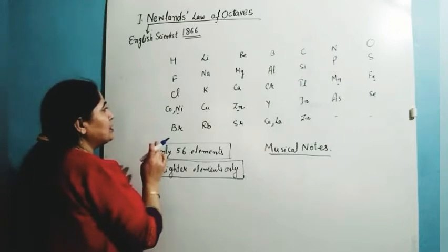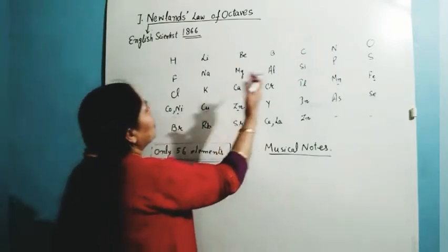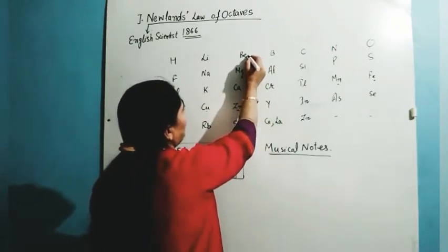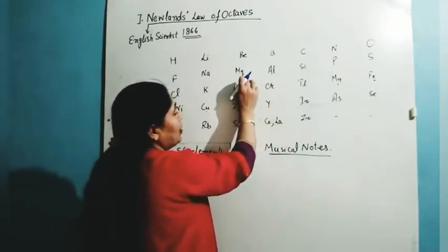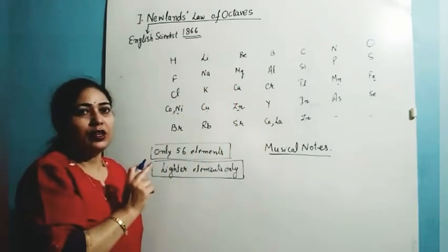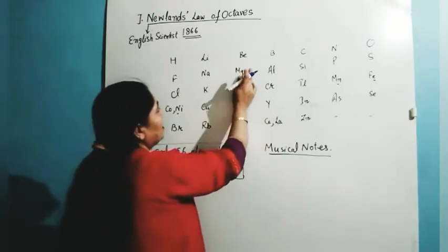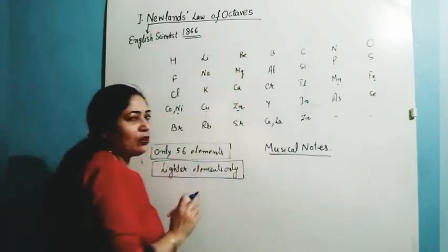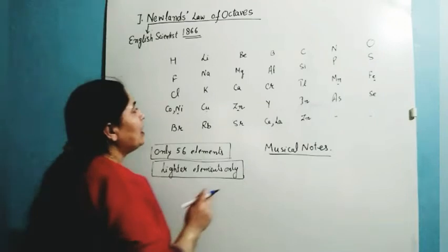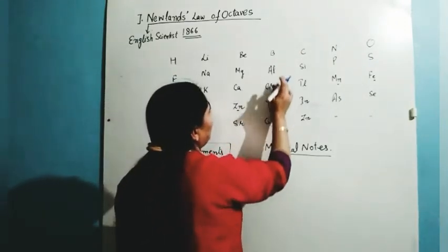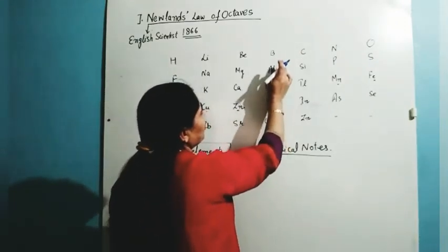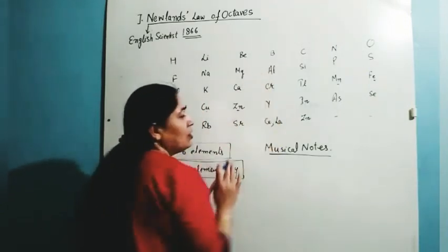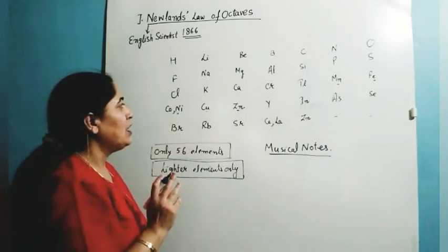Similarly, if you take, for example, this third column, we see here beryllium. From beryllium, magnesium is at the 8th position. So, according to his system, we can say that magnesium has similarities in properties with respect to beryllium. Similarly, if you take this fourth column, here aluminium is at the 8th position from boron. So, we can say that there are similarities in the properties of both these elements.